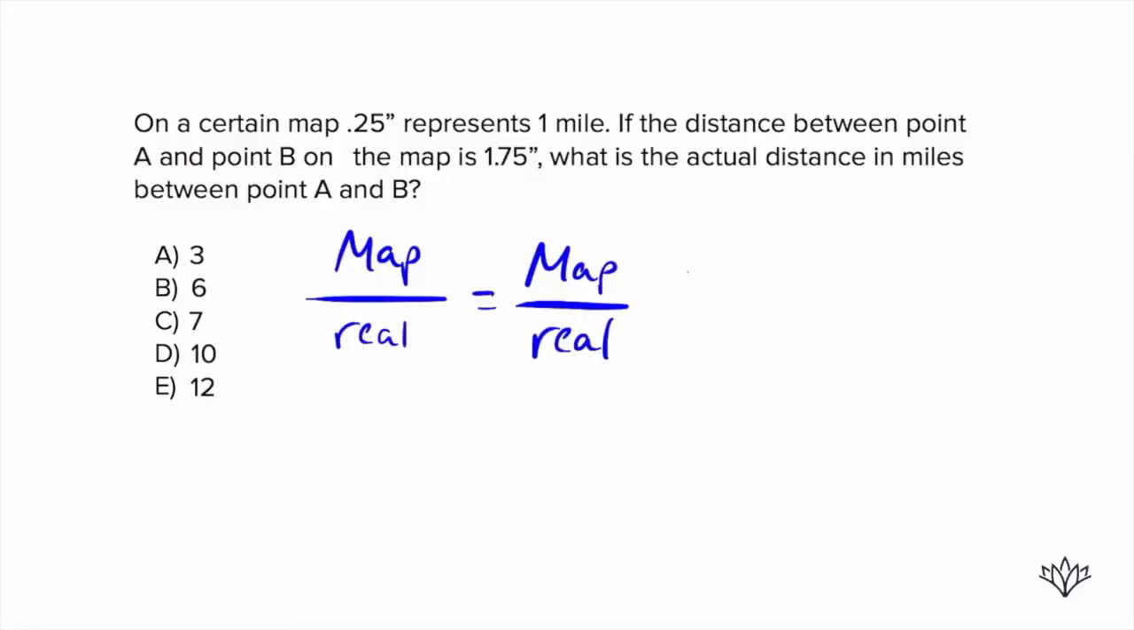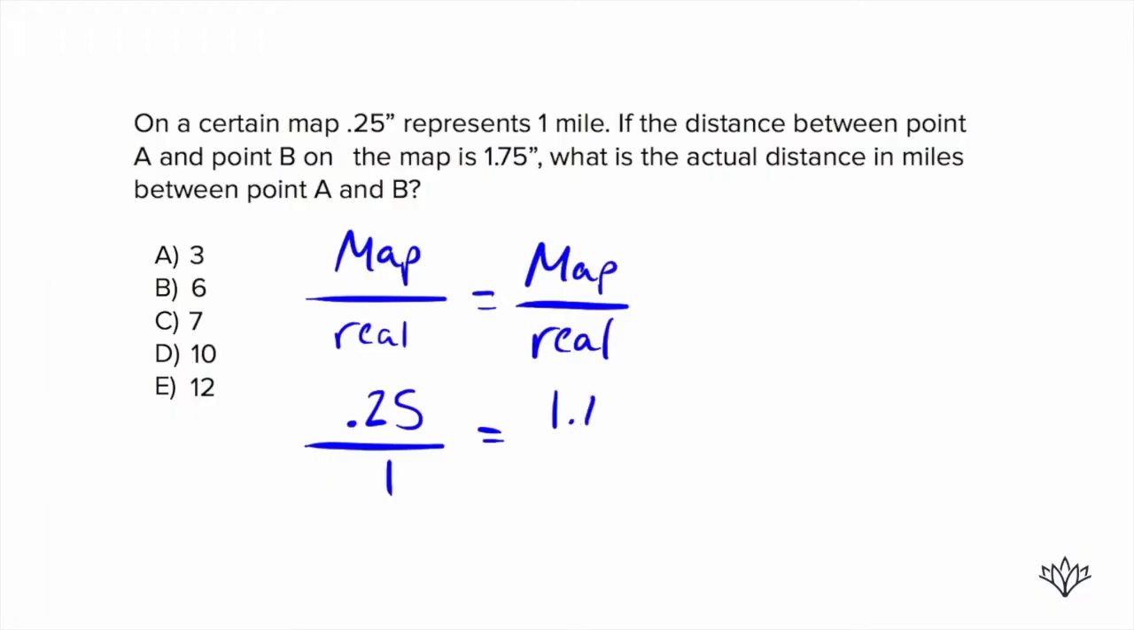What do we have that's complete? We know that 0.25 inches represents 1 mile. So 0.25 inches is our map, and what does it represent? 1 mile of real distance. Now let's look at the second part. The distance between point A and B on the map is 1.75 inches. On the map, right? So that means it's going to be on the top of our ratio. So on the left, we have our 0.25 inches over 1.